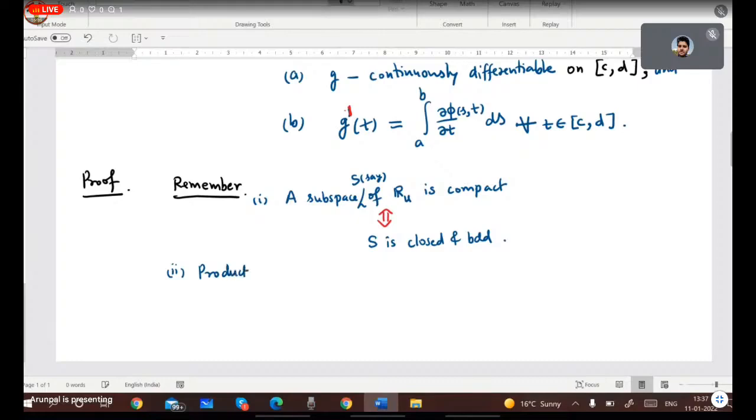Number two, you remember the following. The product of two compact sets is a compact set. You remember this. And thirdly, you remember this.